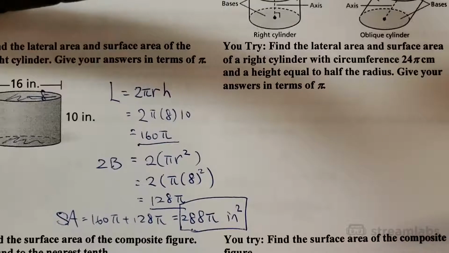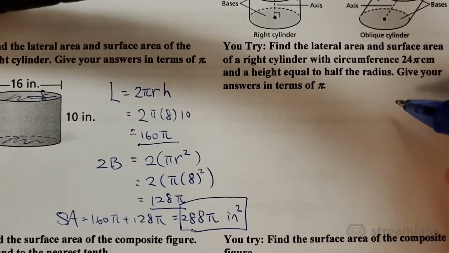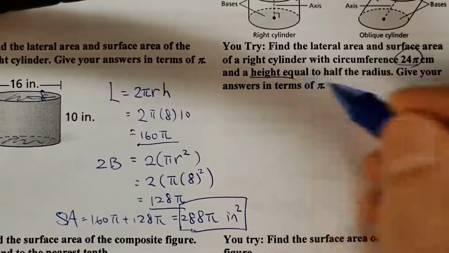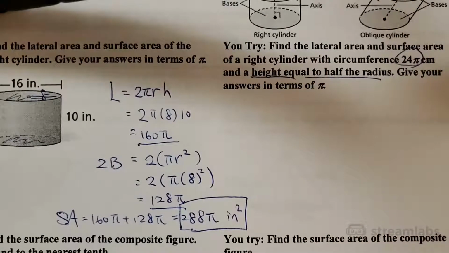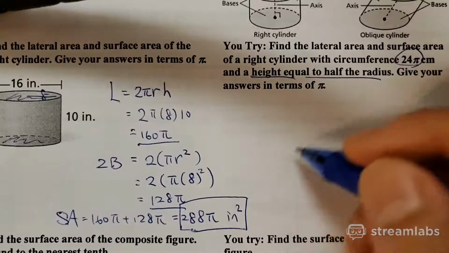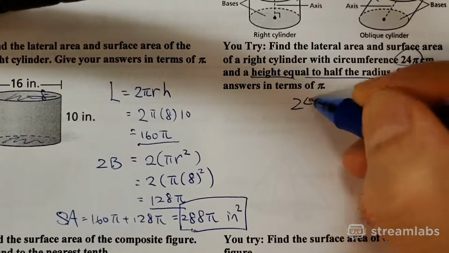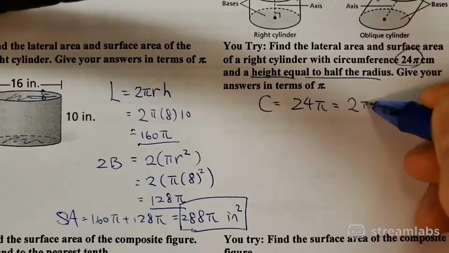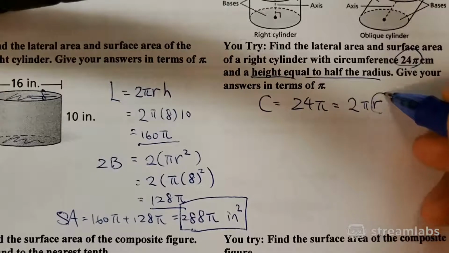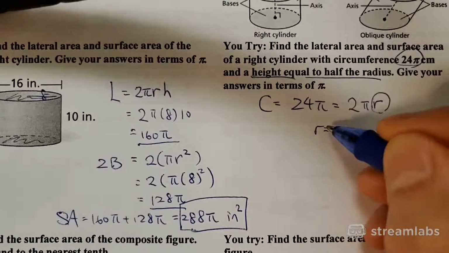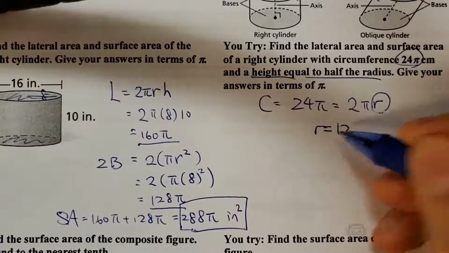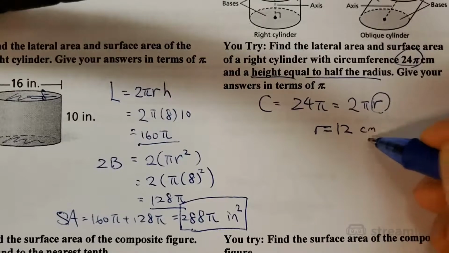Lateral area, right? They say the circumference is 24 pi. They already tell you that. Since the circumference is 24 pi and the height is half the radius, you have to find the radius first. The circumference is 2 pi r, so 2 pi r is 24 pi, and you divide to get a radius of 12 centimeters.